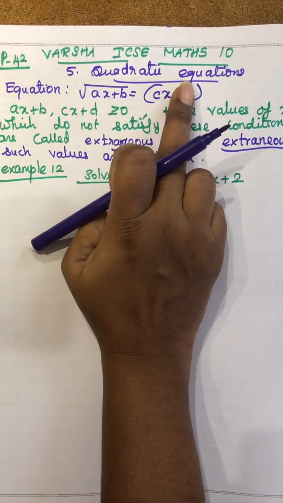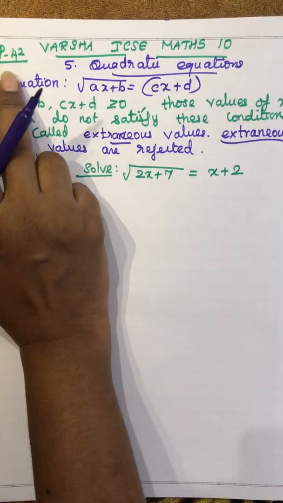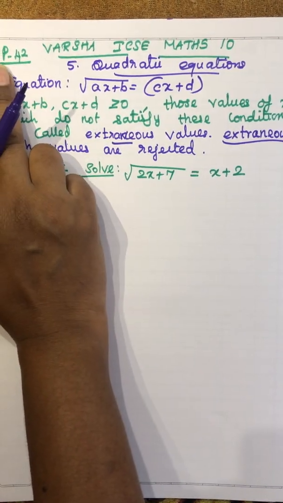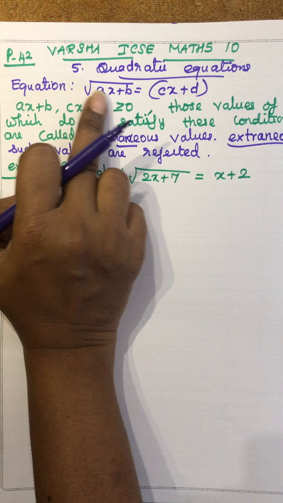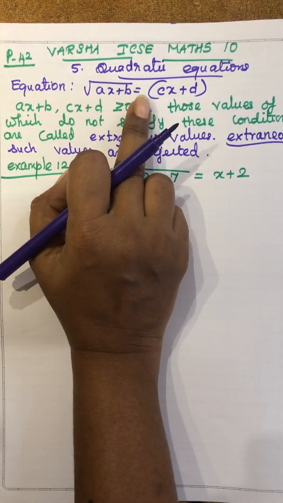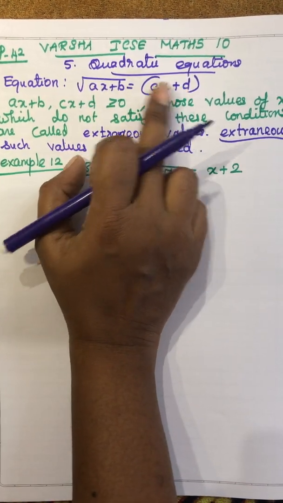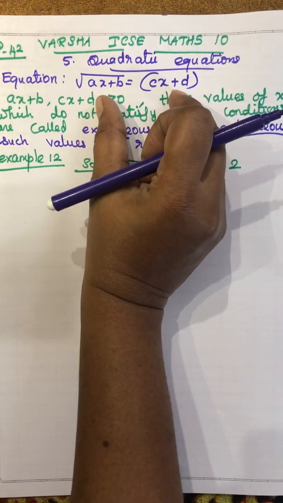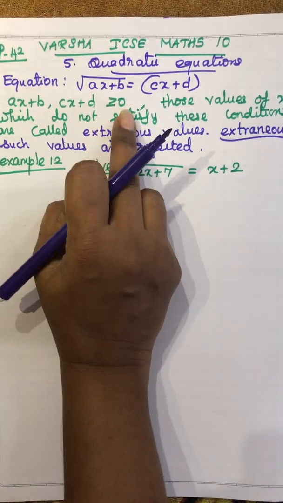So this is your fifth lesson, quadratic equations. This is from R.S. Agarwal book, page number 42. Equation: root of ax plus b equal to cx plus d. So this is of the form of quadratic equation. So this is one of the forms.